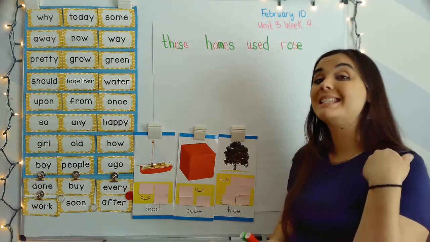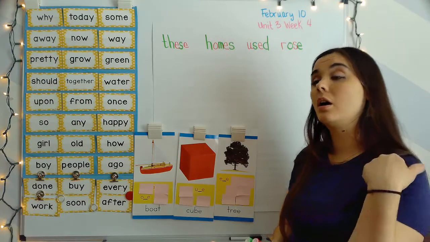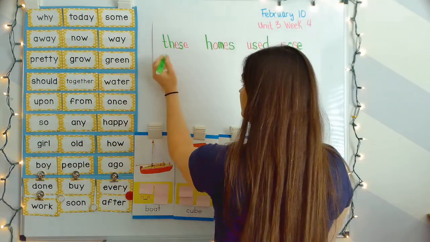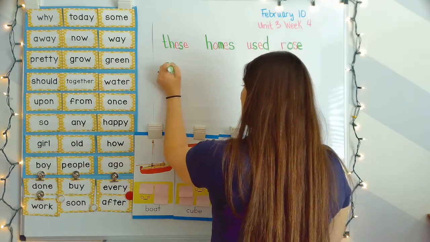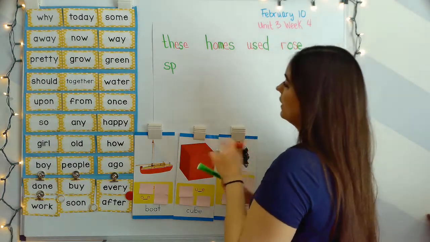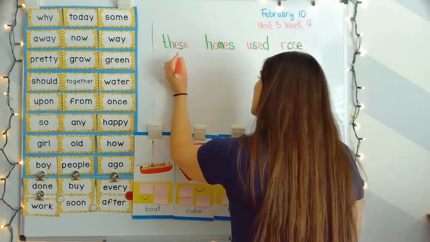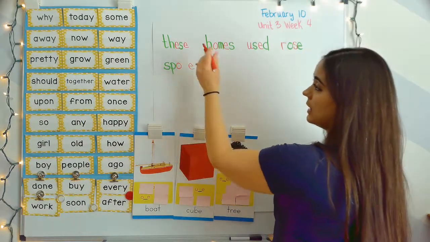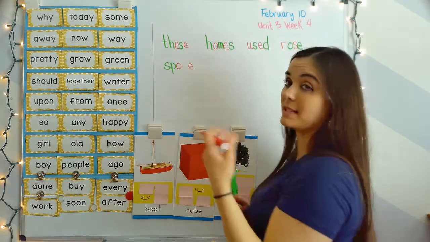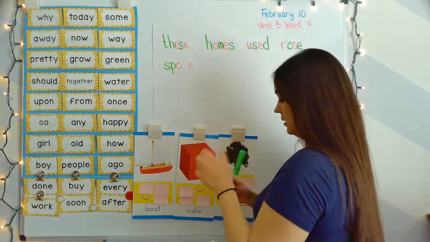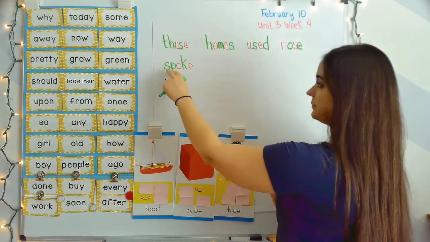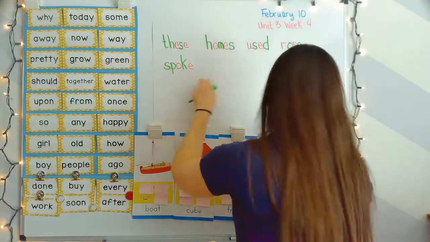Spoke. Your turn. Spo, K. Spoke. Spoke. SP, you put that S and P together. Spa. Spa. And if you're sounding the word out, spa, aw. Oh wait, there's an E, so I have to say O. Spo. K says ka. Spo, K. Spoke.